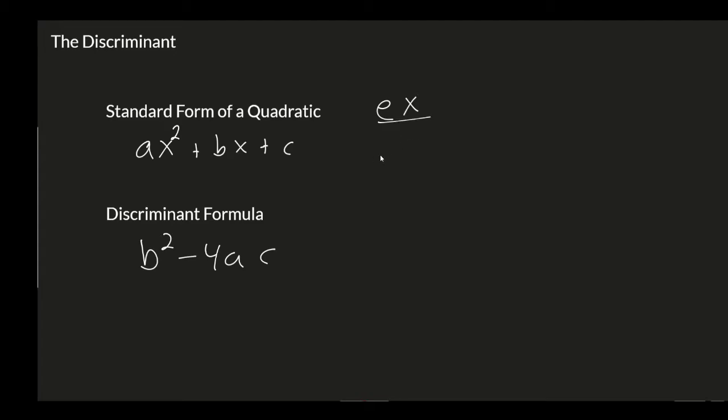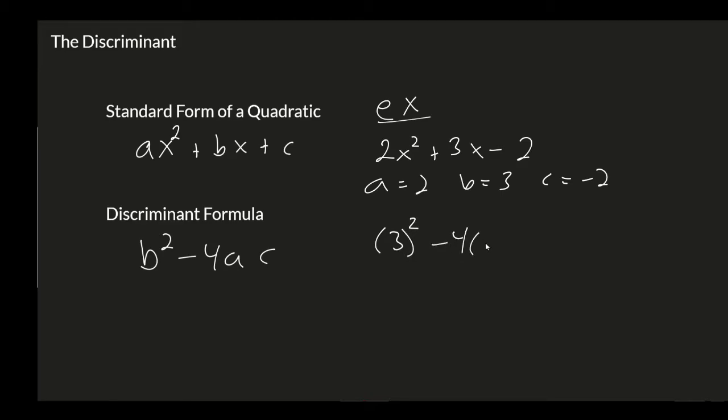For example, if our standard form of a quadratic is 2x squared plus 3x minus 2, we can identify that a equals 2, b equals 3, and c equals negative 2. The discriminant of this example is the b value, 3, squared, minus 4 times our a value, 2, times our c value, negative 2. We get 9 minus 4 times 2 is 8, times 2 is 16. Negative times a negative gives us a positive value, so that's positive 16. 25 is our discriminant.